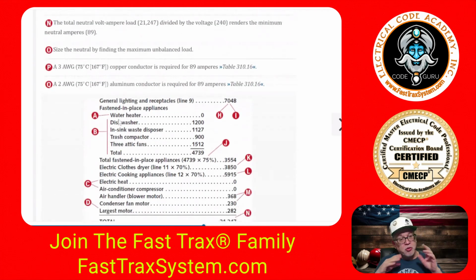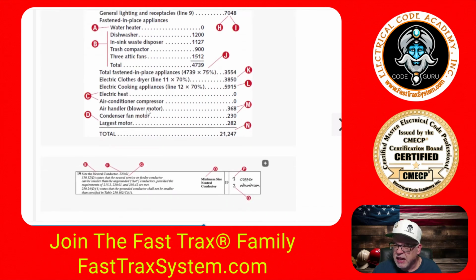So you see that we're using the math that we did under the standard method in part 3 to be able to size the neutral. Why? Because the neutral sizing falls under part 3, not under part 4 for optional. Okay? And all that makes sense.